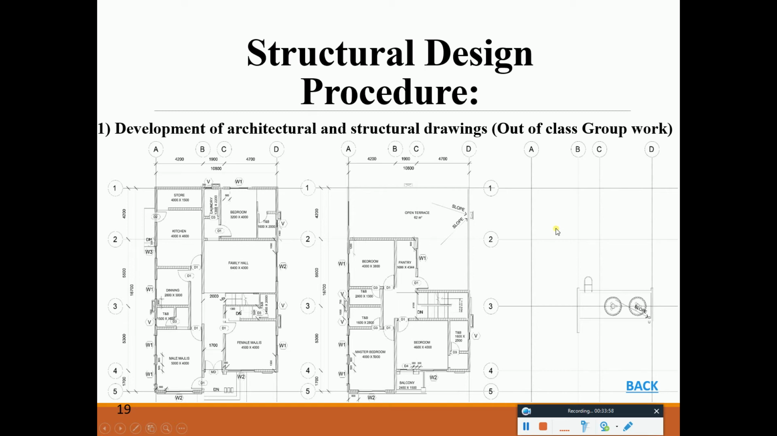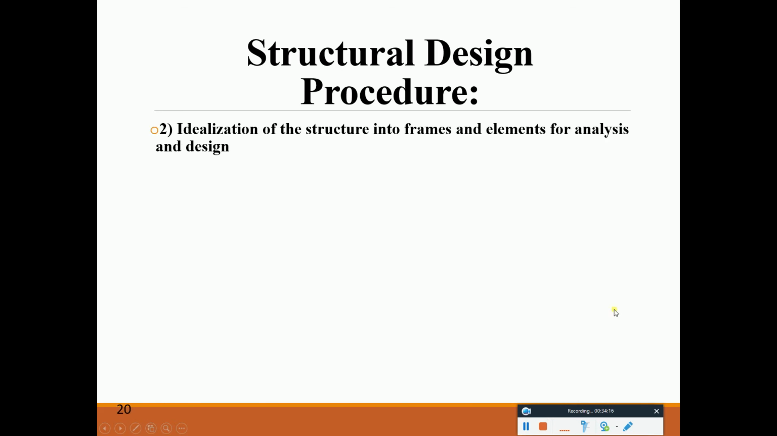Another example for you to do, okay, and if you have any doubts, then at that time you can clarify. You can see that this is a ground floor, and then we have first floor, and then roof. Okay, ground floor, first floor, and then roof level.